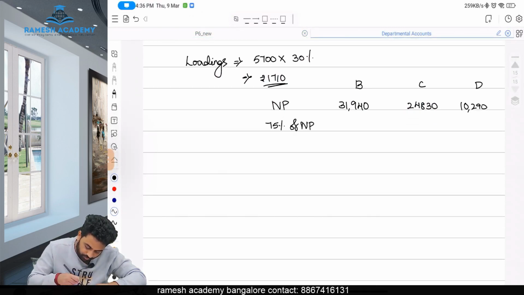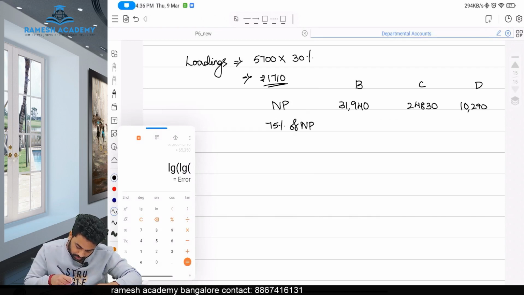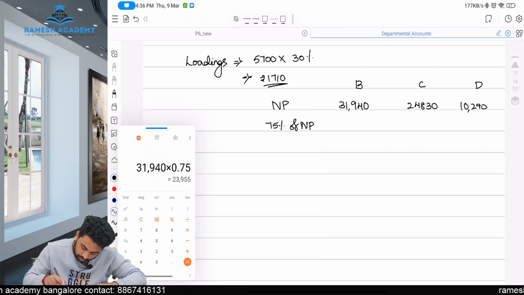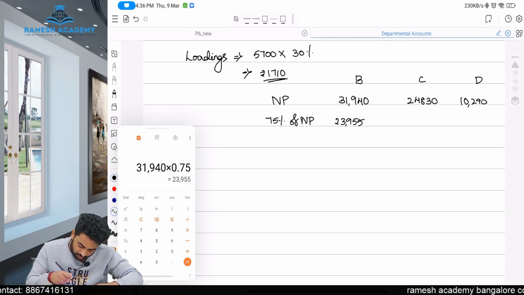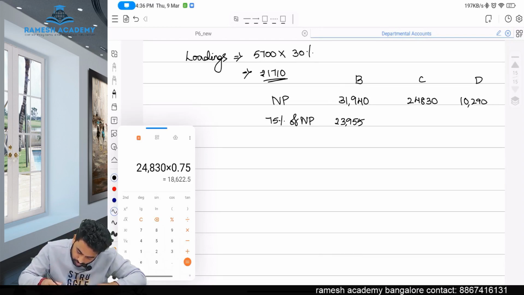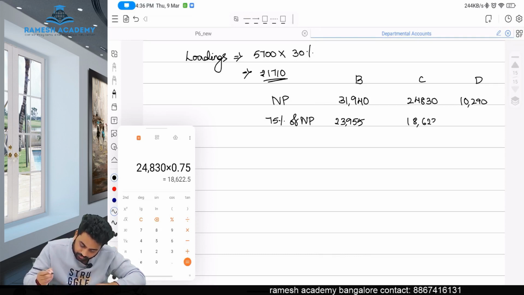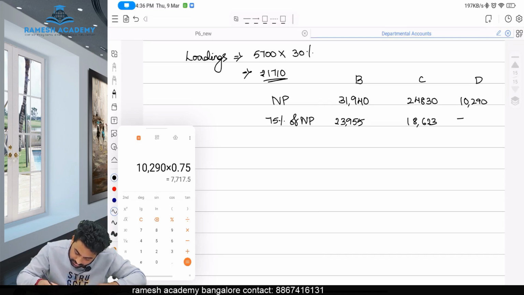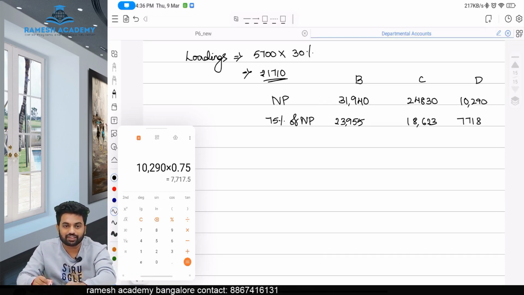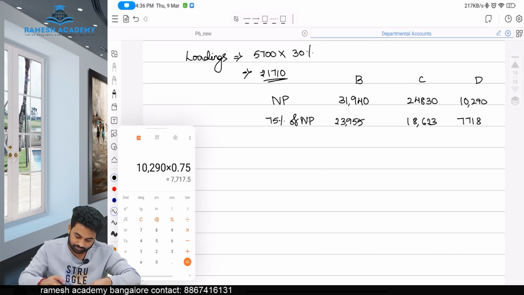75% of net profit means 31,940 into 75%, which will come to 23,955. 24,830 into 75 percentage is 18,623. Next, 10,290 into 75 percentage is 7,718. Okay, sir, done.